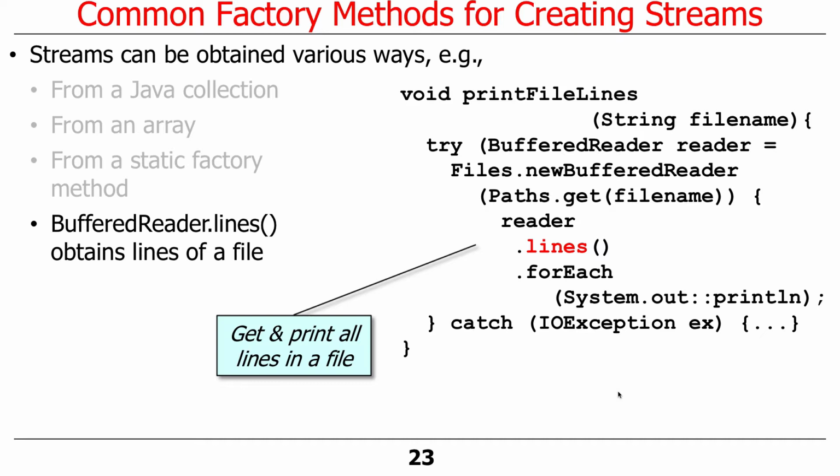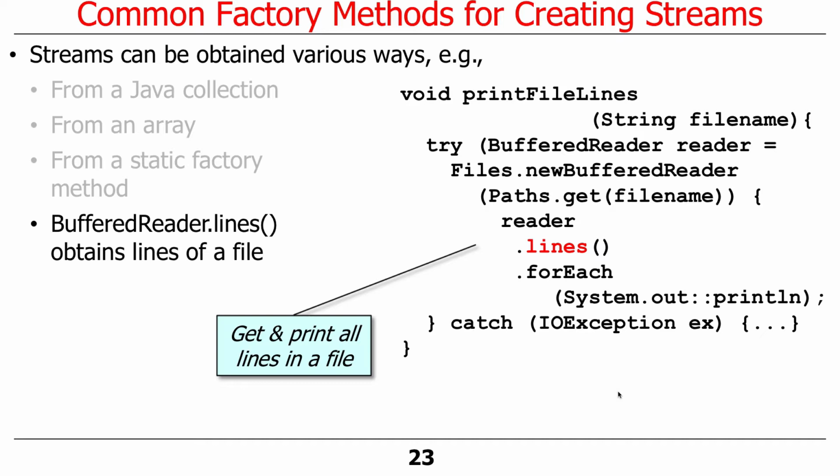There's a bunch of other methods that have been retrofitted into Java in various places to do cool things. So here's an example where you can take a file name and essentially get all of the lines in the file. And so lines will create a stream of lines in a file.